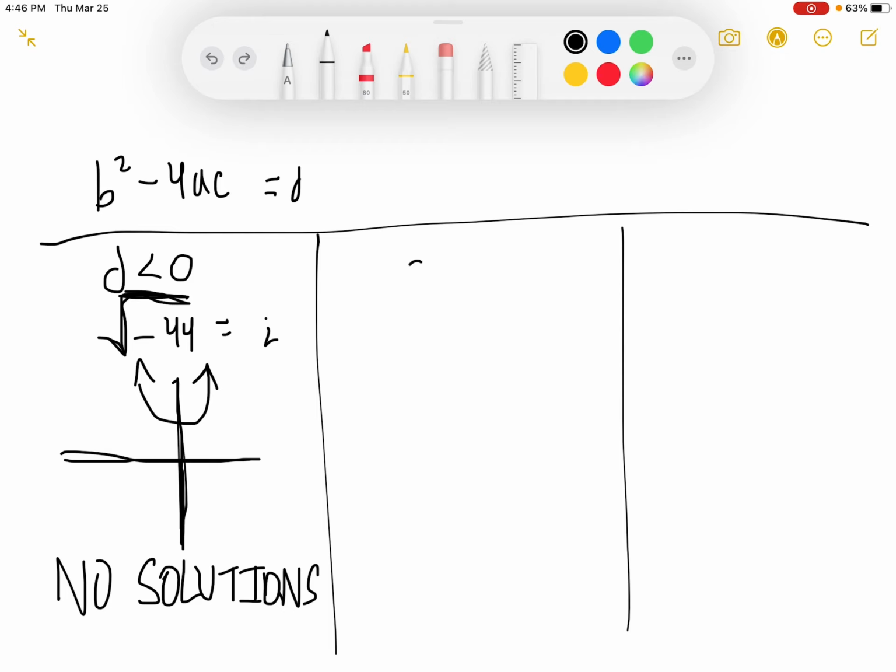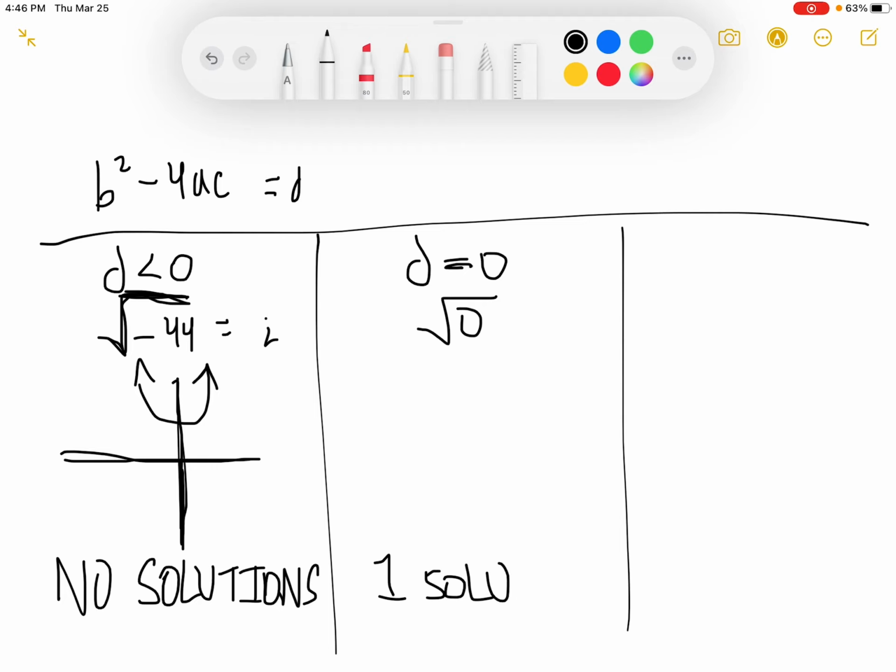D can also be 0. So let's say we had the square root of 0. The square root of 0 is just 0. And if you had that, then that would mean plus or minus 0. Remember, we had negative b plus or minus, so it doesn't matter if you add 0 or subtract 0, you're still going to get the same thing that there already was, meaning there would only be one solution.